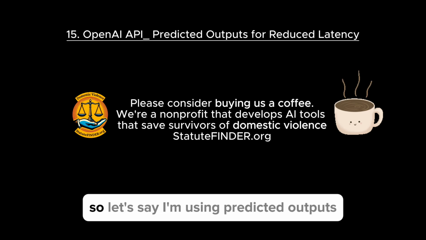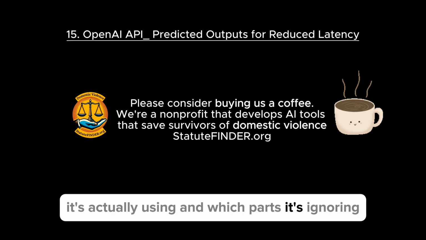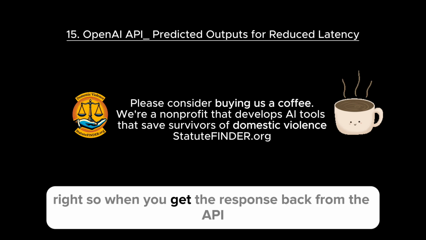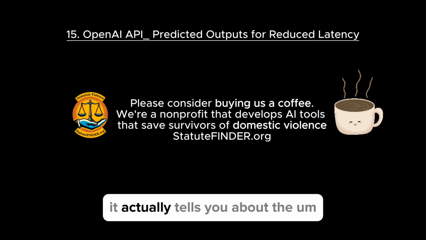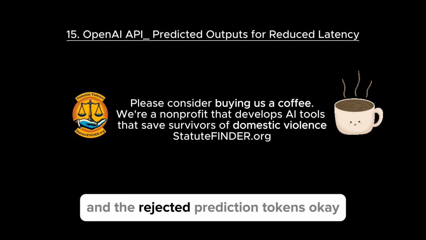Totally. Okay, so let's say I'm using predicted outputs. How do I know which parts of my prediction it's actually using and which parts it's ignoring? Right. So when you get the response back from the API, it actually tells you about the accepted prediction tokens and the rejected prediction tokens.